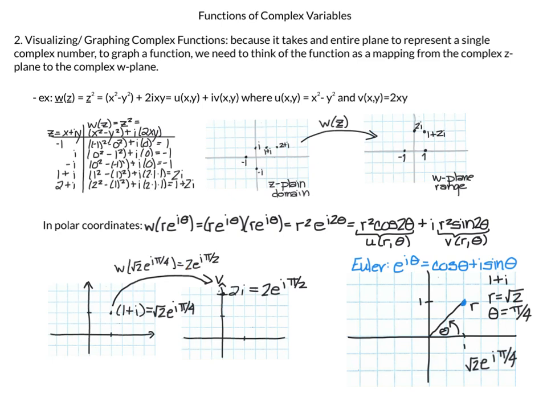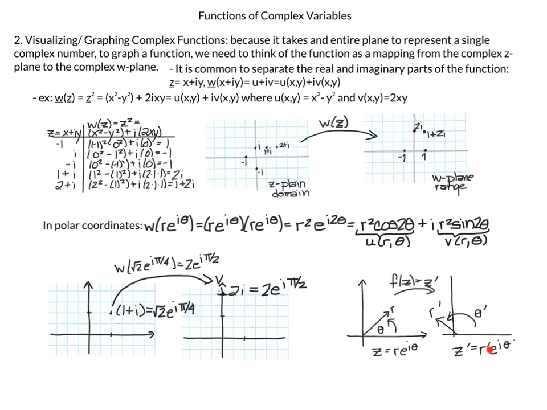This tells me my radius is 2, and my angle is pi over 2. So my angle is over here, right, along this i axis, but radius is 2. So this is 2i, which is equal to 2 e to the i pi over 2, which means this point here gets mapped to this point here. So that's what this graph is about.